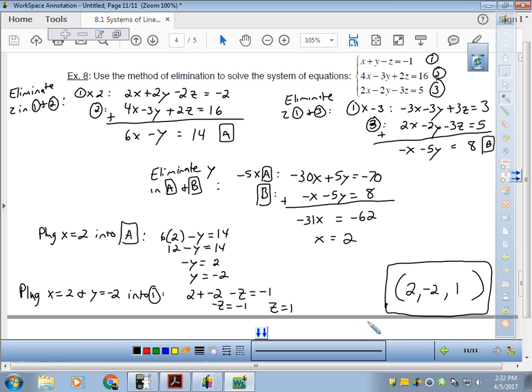Again, notice we had to do elimination 3 times. We eliminated z twice, and that gave us 2 new equations. Then we took those 2 new equations and we eliminated y from them, so that left us with just x. Once we knew what x was, we back substituted into either equation A or B, so that way we could solve for y. And then we took the x and the y and substituted it back into 1, 2, or 3 to find z. And that's kind of the way the process works when you solve equations in 3 variables.